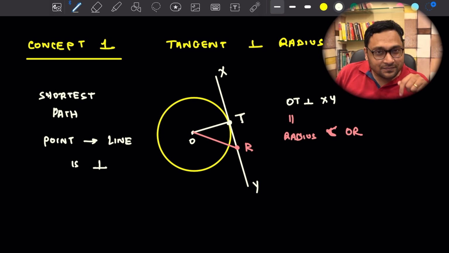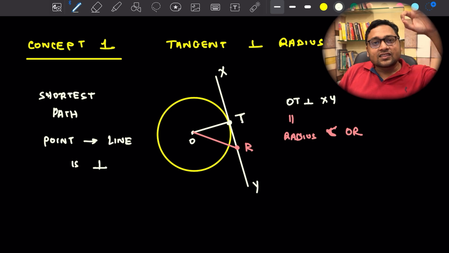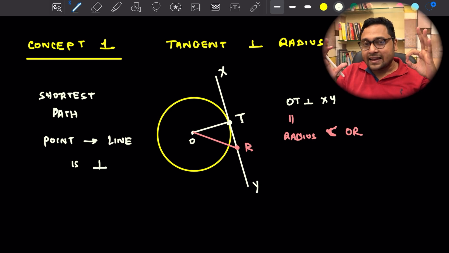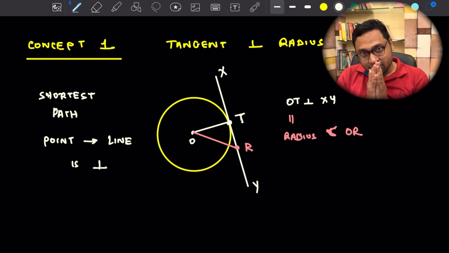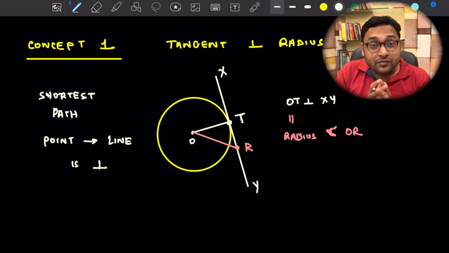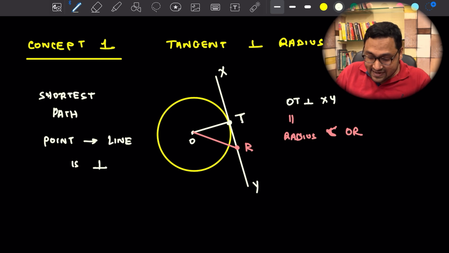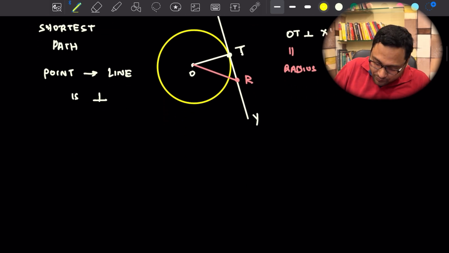Can you prove that? Can you prove that the shortest path from a point to a line is the perpendicular line from that point to that particular line? If you can, write it down in the comment section. I think you have to think a little bit about this. Alright? Alright, the second thing is the concept 2.